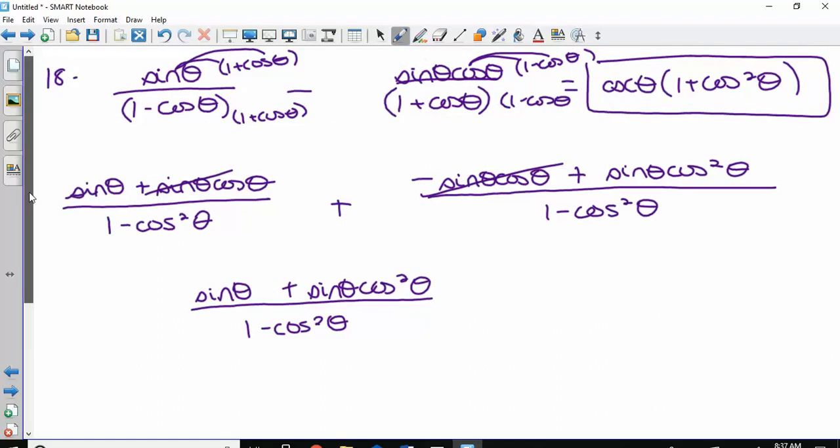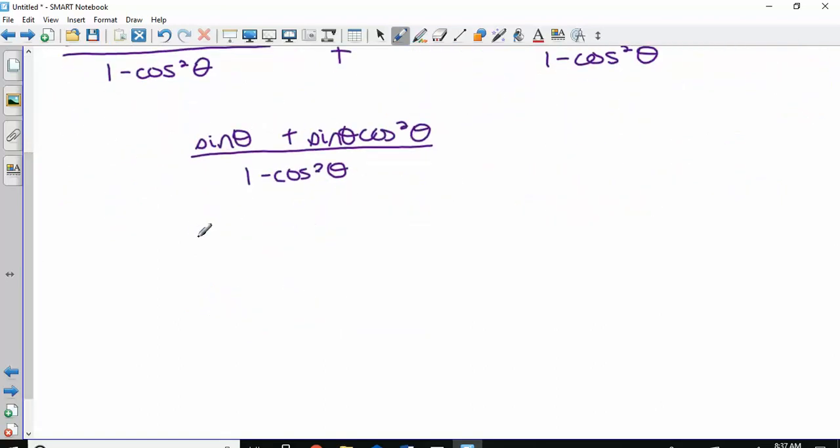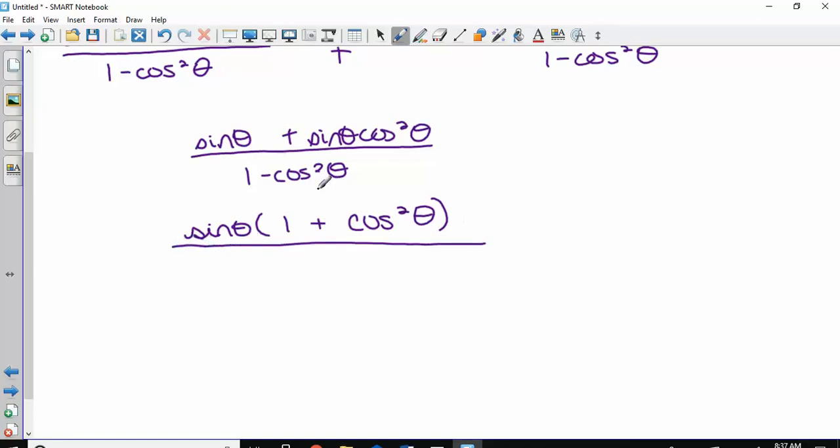We need things multiplied together, so that means we need to factor. What can you factor out of the top? If you factor that out, sine divided by sine would be 1 plus the cosine squared theta, which should look familiar. That's in the parentheses, what we're trying to prove, over what is 1 minus cosine squared theta? Sine squared theta. We can cancel a sine.